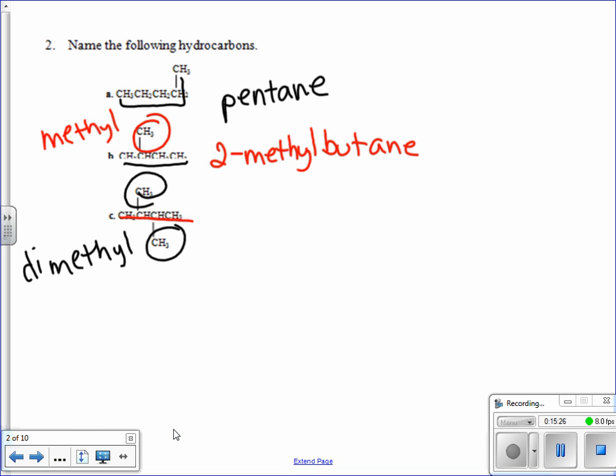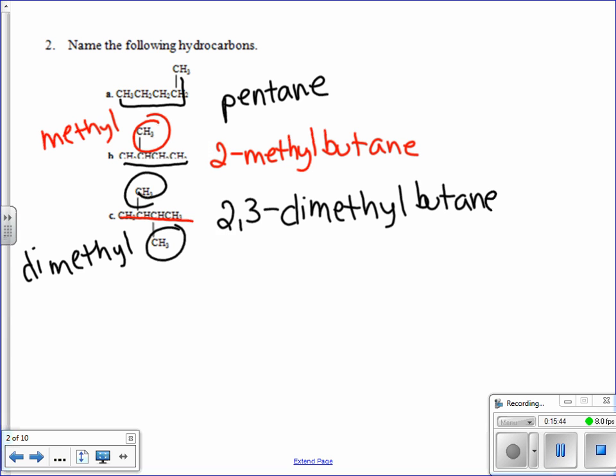It looks like it doesn't matter which end we count from. They're both on the 2nd and the 3rd carbon. So we're going to put 2,3 dash dimethyl. Again, it's a chain of 4 carbons, so the prefix is but. Suffix is -ane. So 2,3-dimethylbutane. Right, and then you will do D through H the same way on number 2.